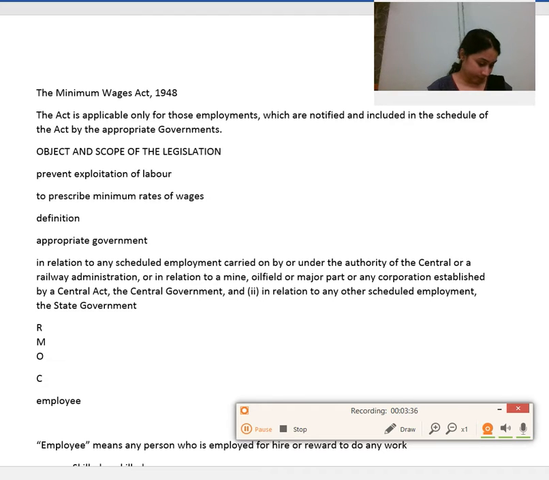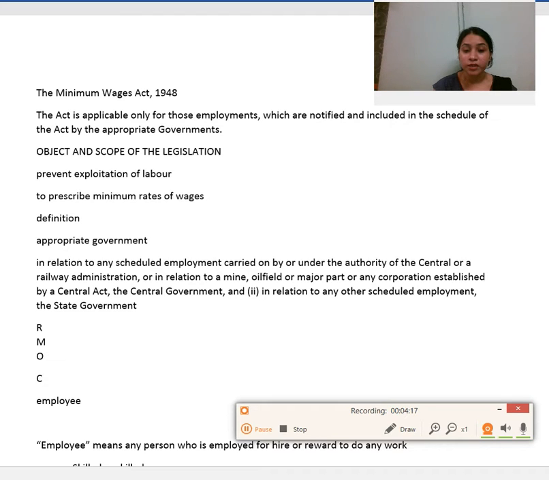Now we are coming to the definition part, and we would be covering some major definitions like what is appropriate government in relation to this act. We would come across this definition in various acts. That is because for every act there is delegation of power either to the central government or to the state government. Like in the Factories Act, the appropriate government, or the government who had the major control over the functioning of the act, was the state government.